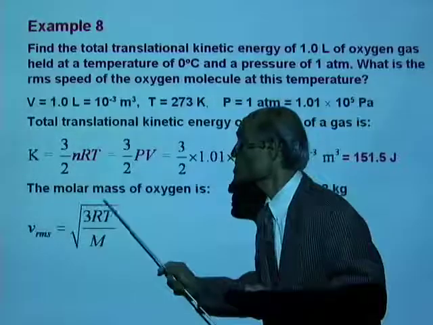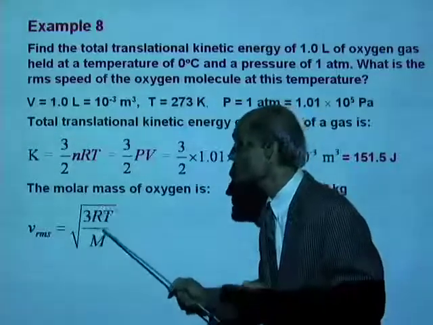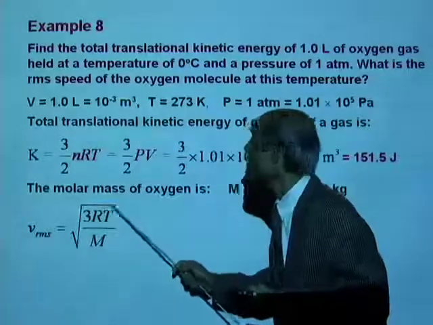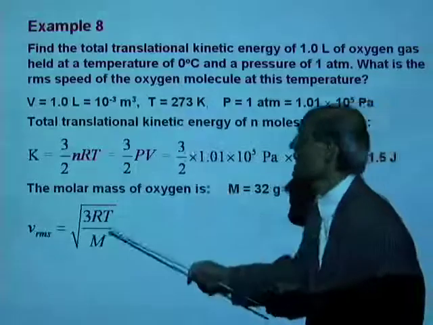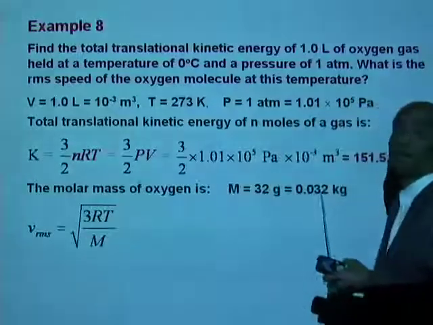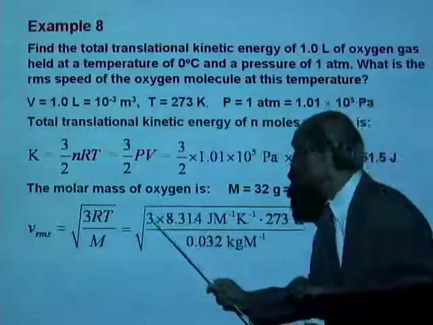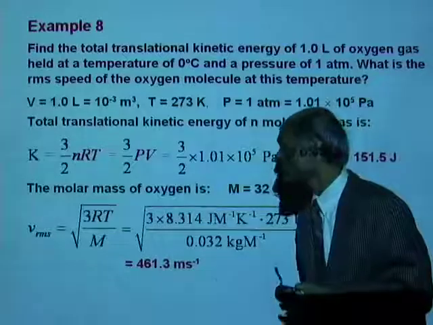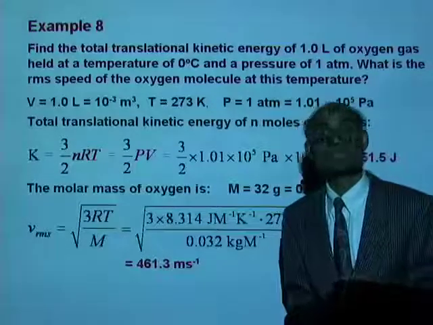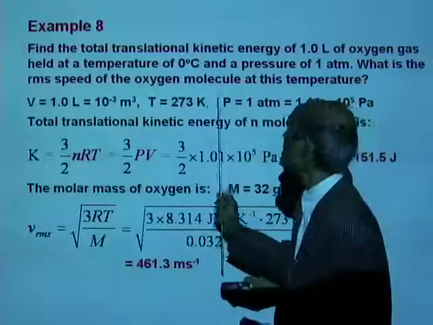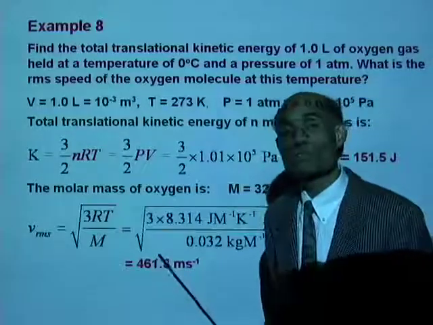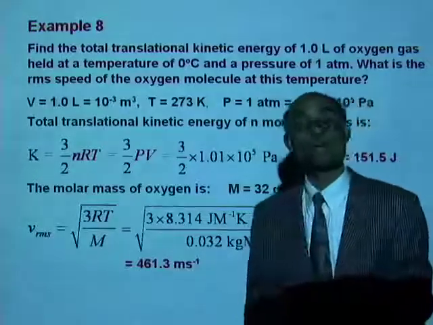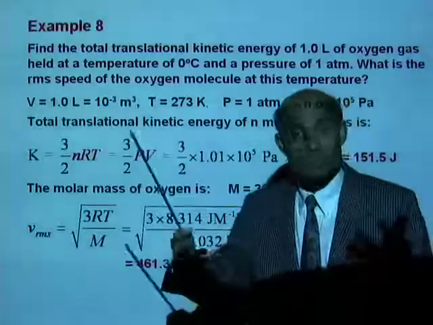V RMS is square root of 3RT over the molar mass. We know the value of R, we know the value of T, and now you know the value of M. Therefore, using all those values, we get V RMS is 461.3 meter per second. At 0 degrees Celsius, the oxygen molecules have an average speed of 461.3 meter per second. It's an enormous speed.